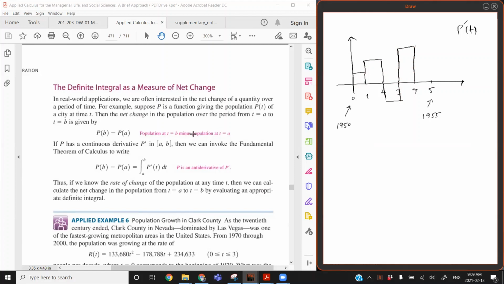And then again, let's say the next year there were more deaths than births, so the population decreased a little bit. So this is the rate of change of the population. That's how the population changed per year. It's a rate of change. If you want to get the total population, what would you do? You would just add up these values.